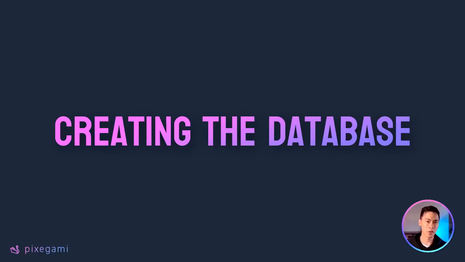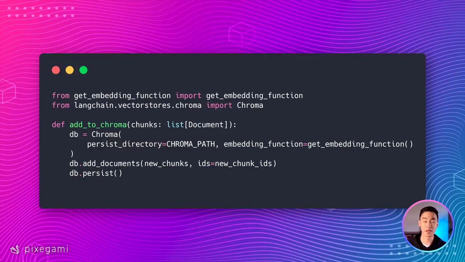Well, we'll get to that later when we look at testing. Now let's walk through the process of creating the database. Once we have the documents split into smaller chunks, we can use the embedding function to build a vector database with it. So just as a quick recap, a vector is something like a list of numbers.